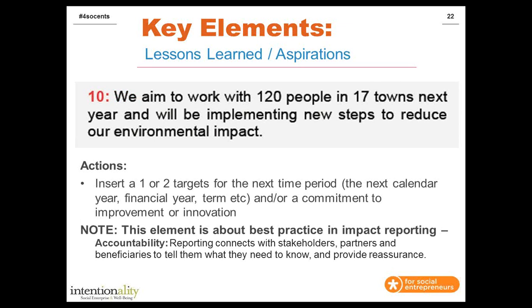This is where most impact reports tend to, or perhaps should, in fact, conclude with something about lessons learned or targets or aspirations. Again, in 1 or 2 sentences, it's difficult to really convey a big sense of those things, but this is where impact reporting is partly about being held accountable and being very transparent. It's about saying, this is what we haven't got right and what we're going to do about it, perhaps.